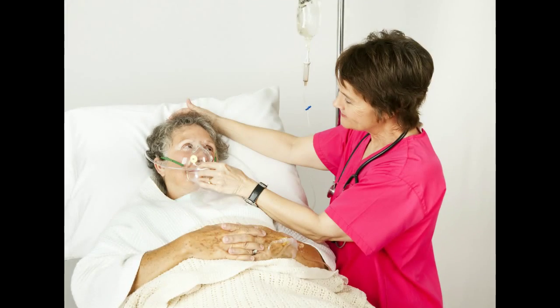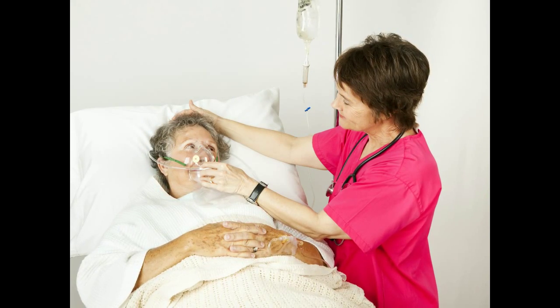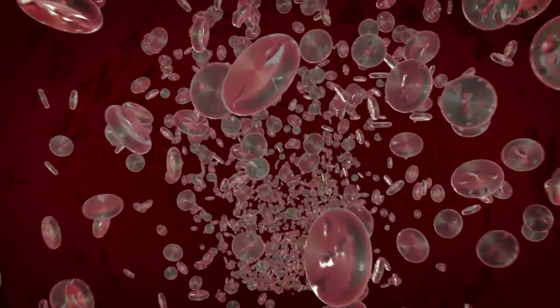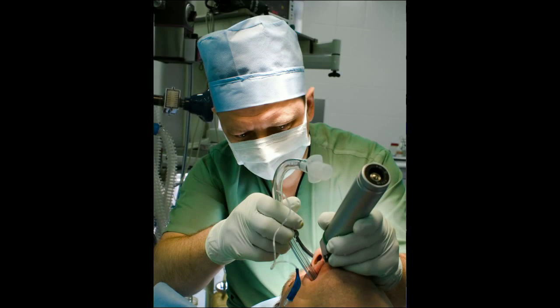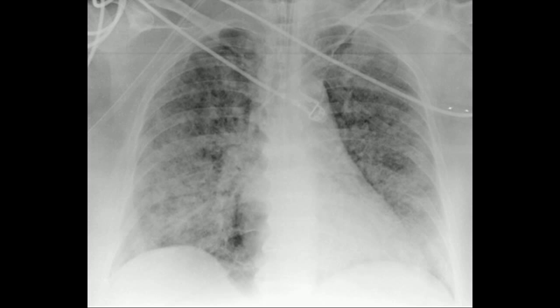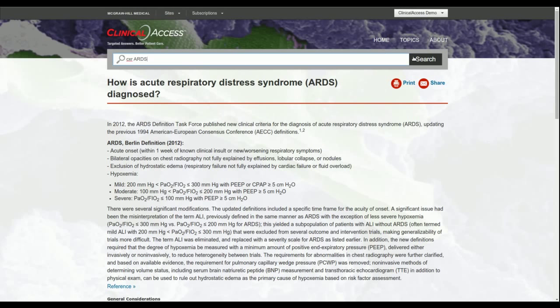You arrive at the bedside to find the patient dyspneic on non-rebreather. The patient is drowsy, and the ABG reveals a severe respiratory acidosis. The patient is otherwise hemodynamically stable. You intubate the patient and prepare for transfer to the ICU. After the patient is intubated, you obtain another x-ray. You ask ClinicalAccess what the x-ray should look like if the patient has ARDS.